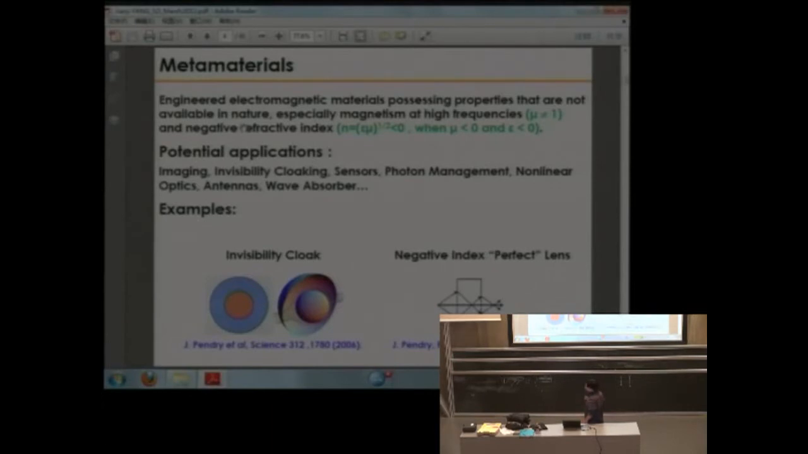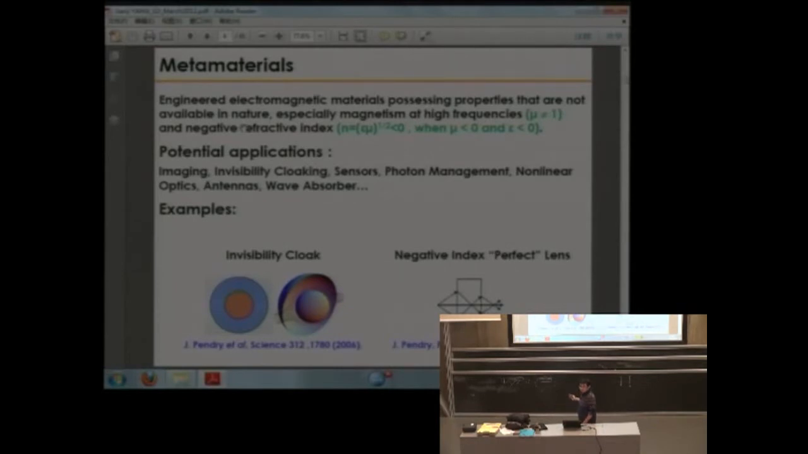The first one is the invisibility cloak. Metamaterials with properly designed optical parameters can be utilized to render an object seemingly invisible. It appears to any observer that the cloaked volume of space is empty, even with an object present there. And the second example is the so-called perfect imaging. Metamaterials with negative refractive index allow the creation of a perfect lens, which could have a spatial resolution beyond the diffraction limit.